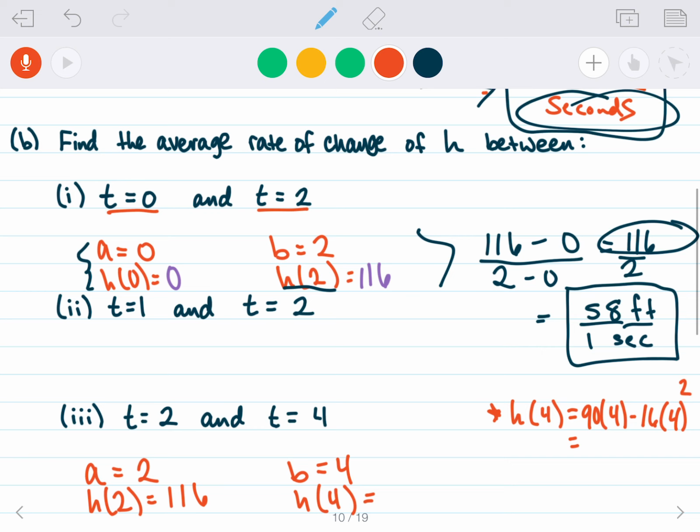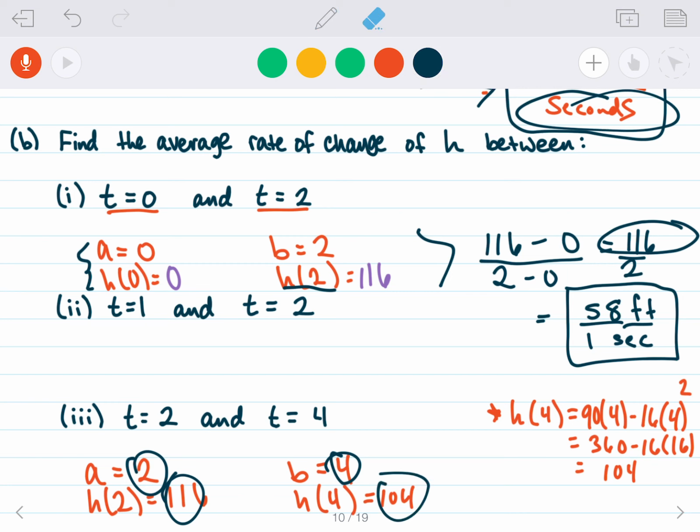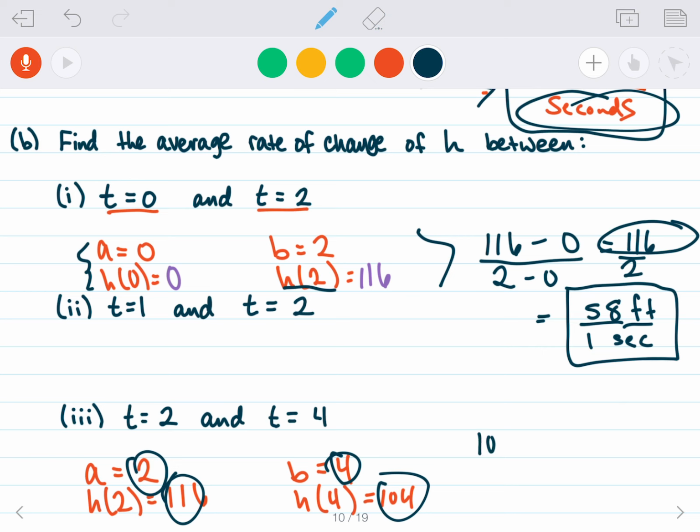Okay, I'm going to just compute this real quick. 90 times 4, we get 360, minus 16 times 16. I'm getting 104. All right, so let's go ahead and calculate the average rate of change with these 4 numbers that we have here. So average rate of change, we have ending output, which is 104, minus starting output, which is 116, over ending input, which is 4, minus starting input, which is 2.